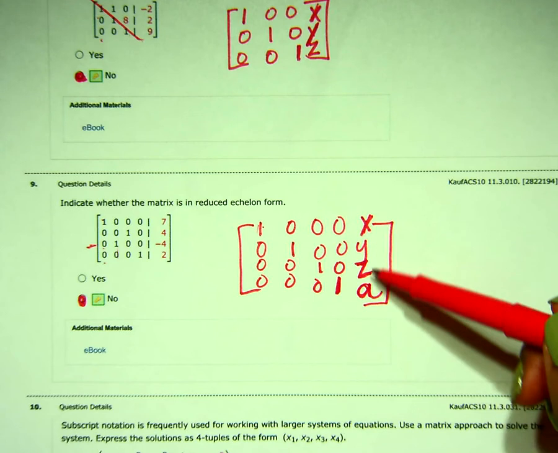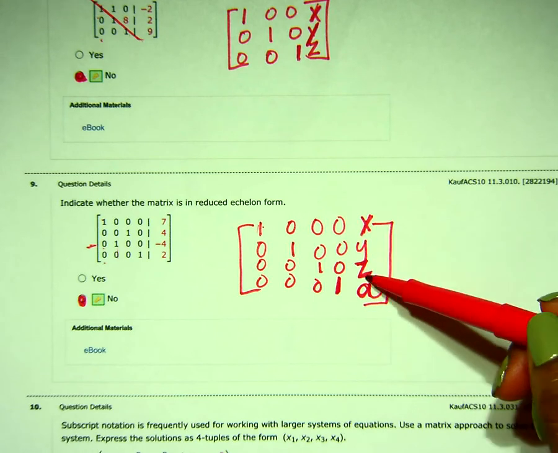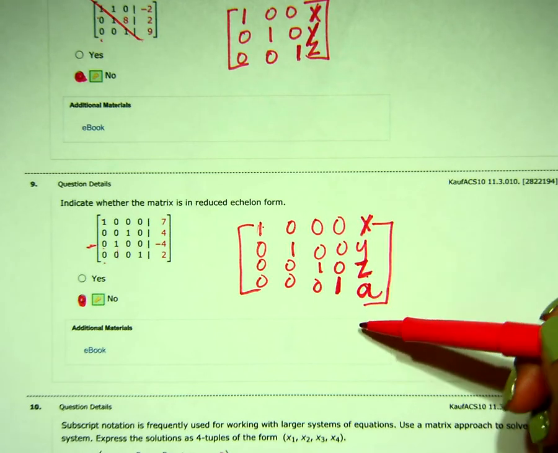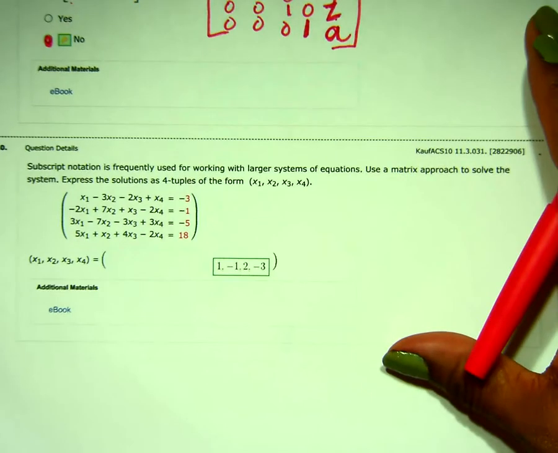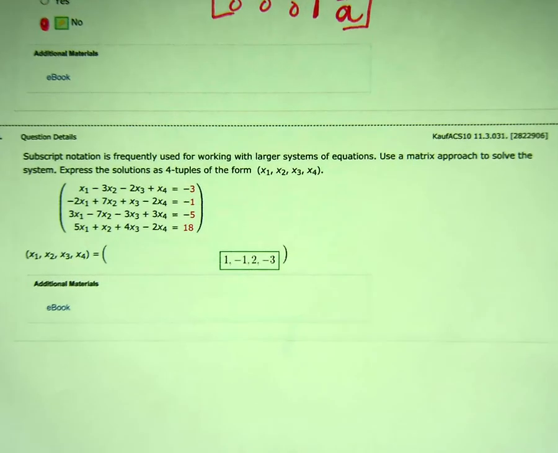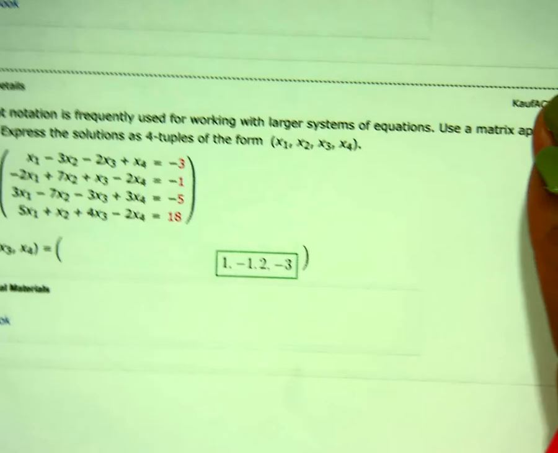Notice how we also went beyond the x, y, and z. We had to start all over again. Well, that's fine. You can have as large matrices as you want to, hence why we're using the calculator. So let's look at this one.